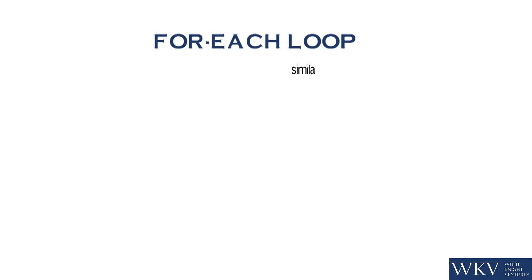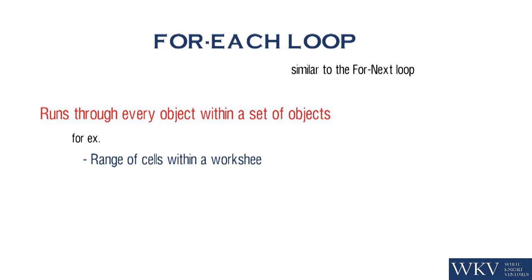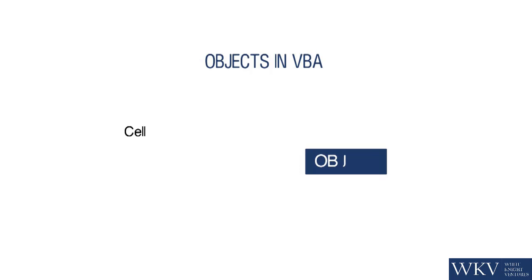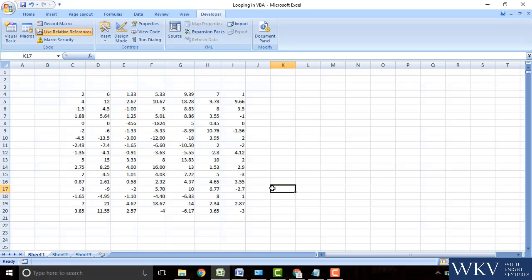The for each loop is very similar to the for next loop. This loop runs through every object within a set of objects. For example, it can run through a range of cells within a worksheet, given worksheets within a workbook, etc. Remember, from our earlier video on objects, in VBA, a cell is an object, a range of cells is an object, a worksheet is an object, and finally, an Excel workbook is also an object. Let us understand the for each loop, which uses a different criteria for each cell range in a given cell range.